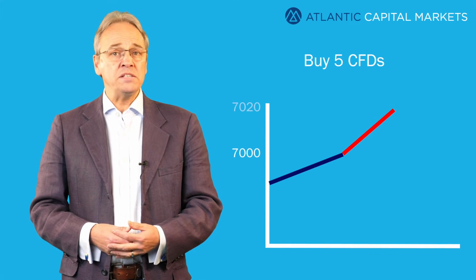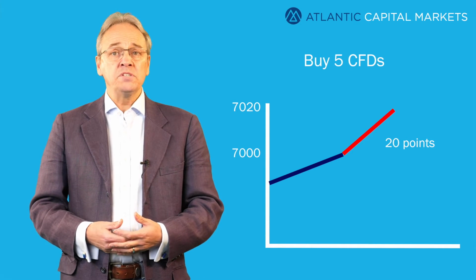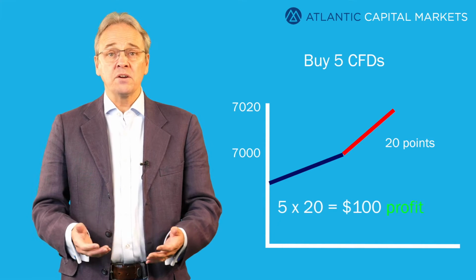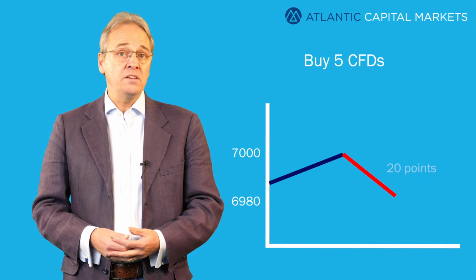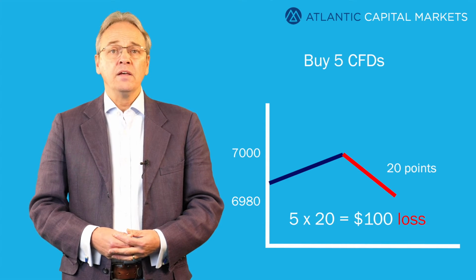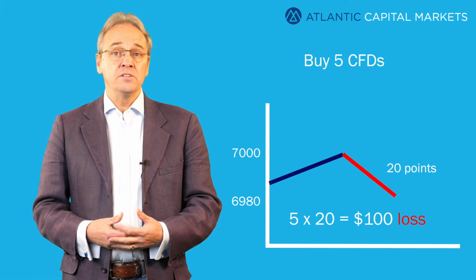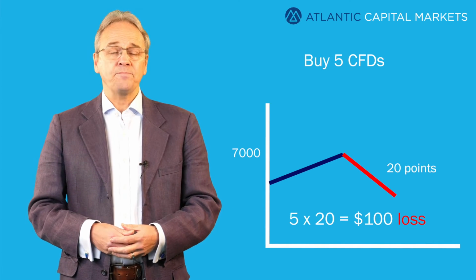So let's take a closer look to see how CFD trading works through an example. If you buy 5 CFDs in oil and the oil market rises from 7,000 to 7,020, so a total of 20 points, you close your position. You would make 20 points per contract. On 5 contracts, so 5 times 20 is $100. If the price of oil fell 20, then you would lose 20 points on 5 contracts, so same again, $100. And this would be in dollars because oil is traded in dollars as a base currency. And CFDs are traded in their base currency.